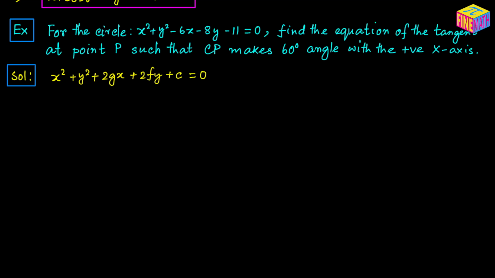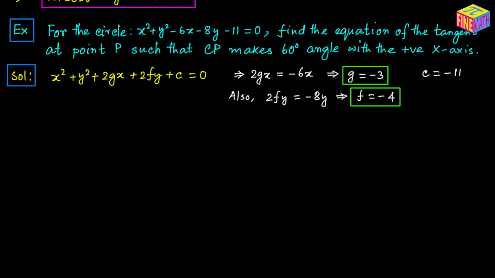If we compare the given equation of the circle with the general form of the equation, then we can say that 2gx is equivalent to negative 6x, and from here we can say g is equal to negative 3. Similarly, 2fy is equivalent to negative 8y, and from here f is equal to negative 4. And the constant term c is equal to negative 11, that's provided in the given equation of the circle. And then we should be able to calculate the value of r.